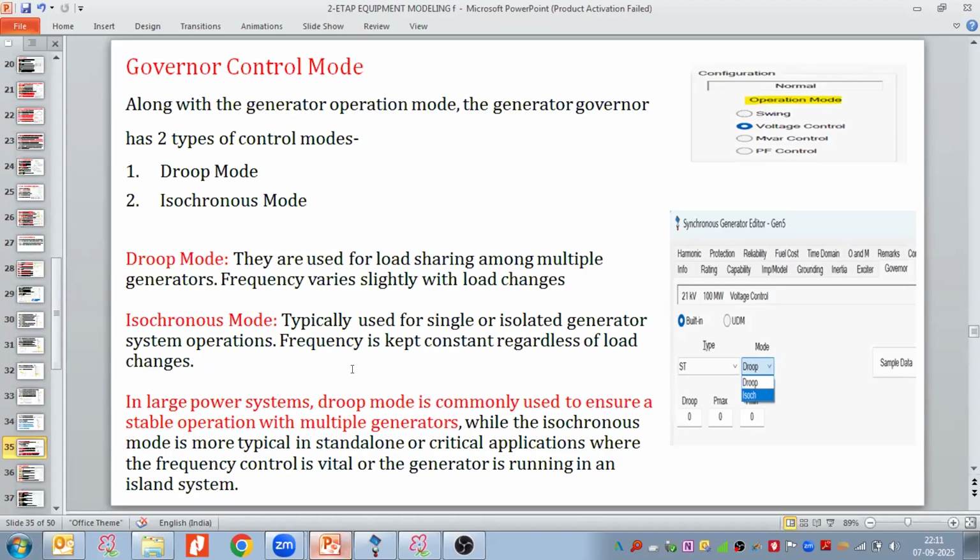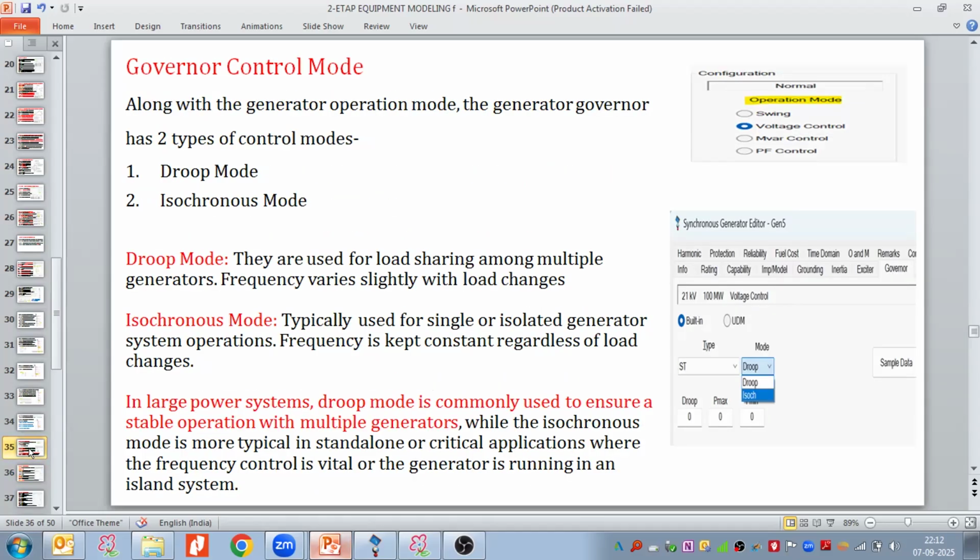And isosynchronous mode is typically used for single or isolated generator system operation. In that case, we go with the isosynchronous mode. Frequency is kept constant regardless of the load changes. So in a large power system, large power plant, droop mode is commonly used to ensure stable operation with multiple generators, while the isosynchronous mode is more common in stand-alone or critical applications where the frequency control is vital. When the generator is running in island operation, in that case, we select the isosynchronous mode of the generator governor. This is a brief intro about the governor control mode.